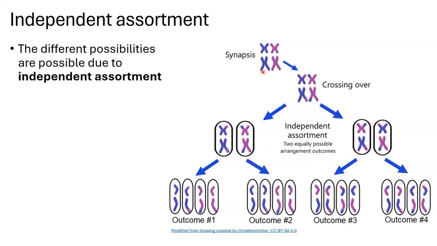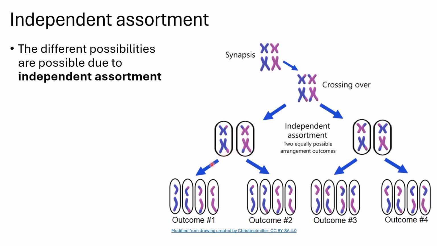This diagram shows an example of how this would look in a cell with 2 pairs of chromosomes. Let's call the smaller chromosome on top chromosome 1, and the slightly larger one chromosome 2. When the homologous chromosomes divide, there are 2 possibilities. In the first possibility, the paternal copies of chromosome 1 and 2 end up in one cell, and the maternal copies end up in the other.